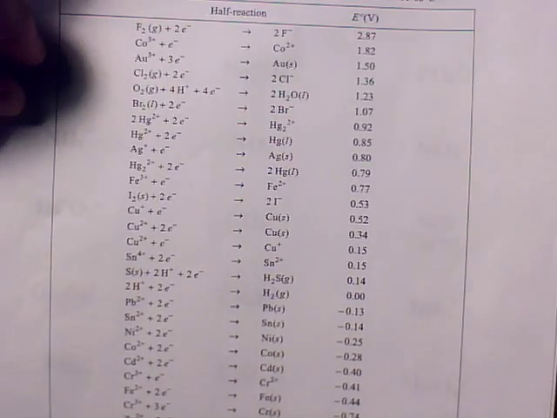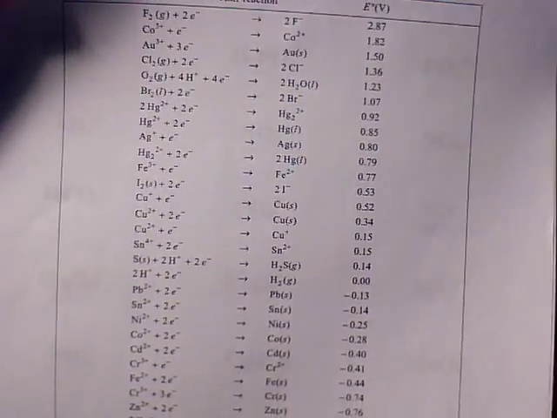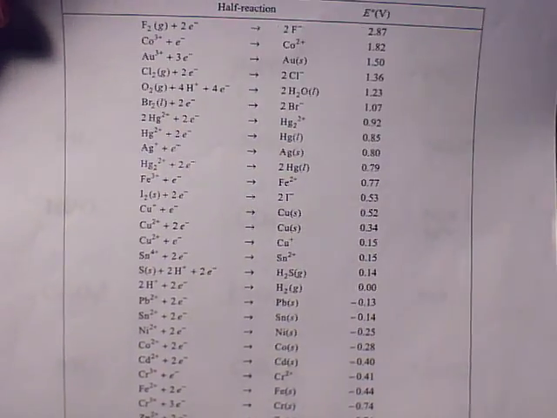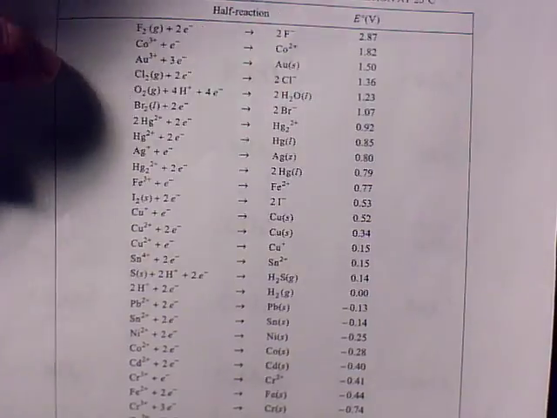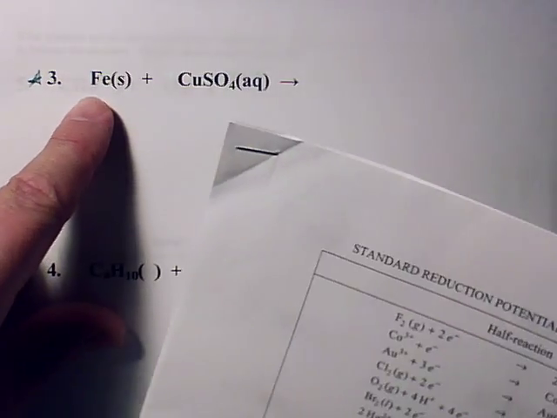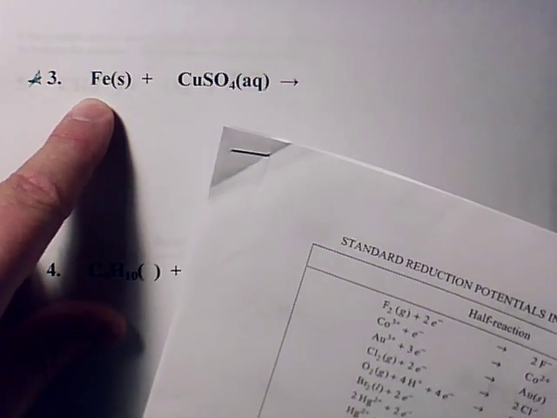And for this class, we're going to use the standard reduction potentials list. You could use the activity series, but in this class you're not allowed to use that on the test. You can use it for homework, but not on the test. So you need to learn to use this anyway. So what we want to know is iron more active? If it's more active, it's going to be lower on the list than the copper.